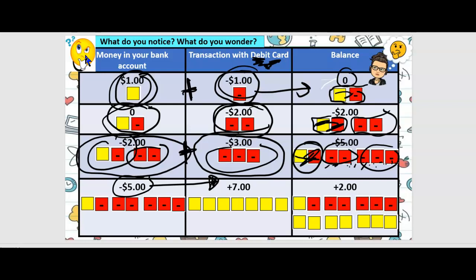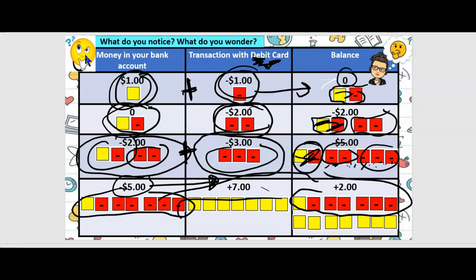So now we take all this stuff here. I just rewrote it down here. And now we take these positive 7. See, 1, 2, 3, 4, 5, 6, 7. How many pairs do we have? Can we cancel out some 0 pairs? Heck yeah, let's do it. 1, 2, 3, 4, 5, 6. What are we left with? 2 positives right here. Isn't that nice? These 2 positives. That's why you have a positive 2 now.